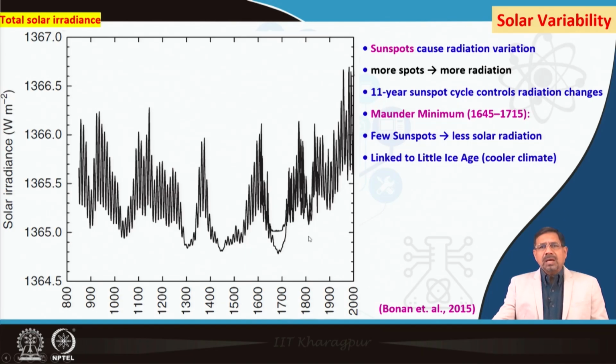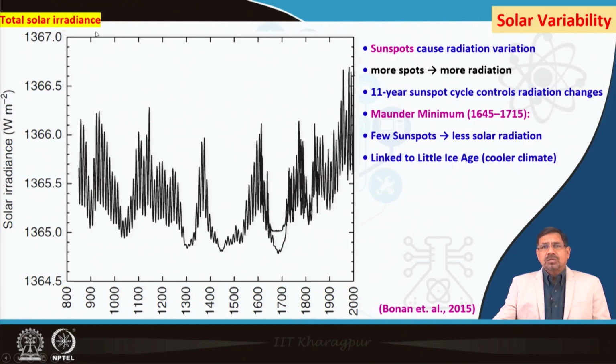And if we see here, we can also see that during the period of 1645 to 1715, this period of 70 years, we have a kind of minimum activity. So we call it the Maunder minima, after the scientist who first pointed it out, his name is Maunder. So, accordingly it is Maunder minima.